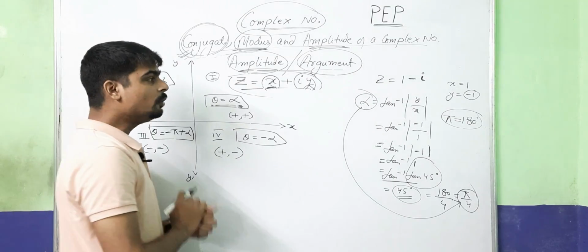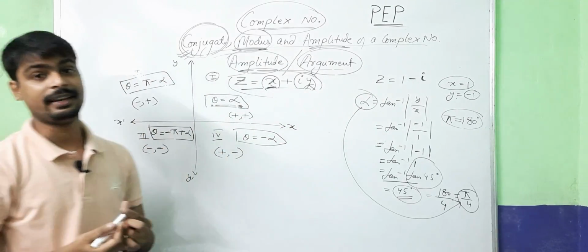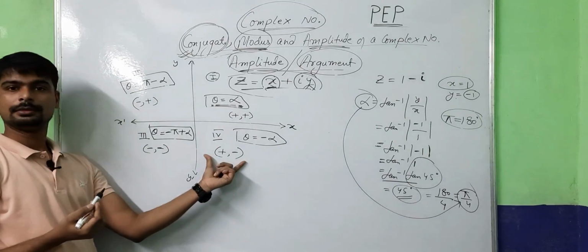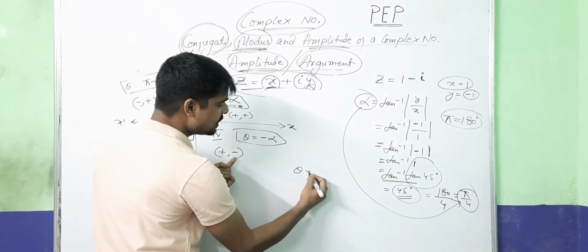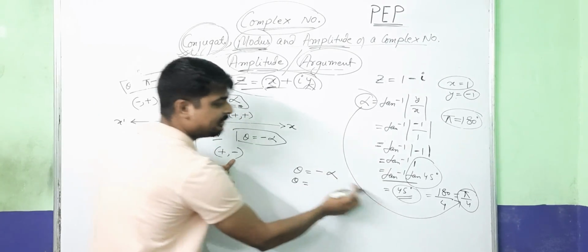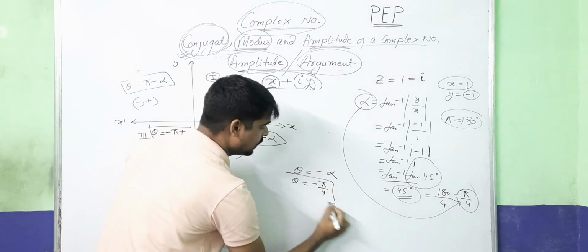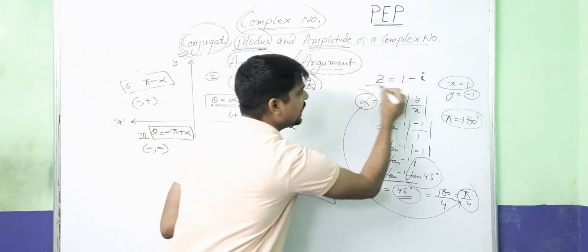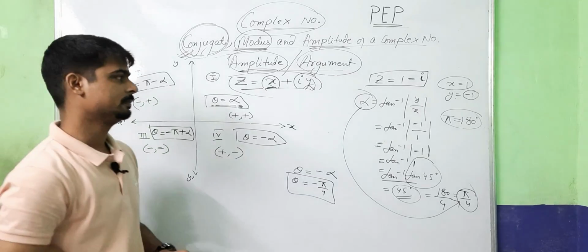Now we are going to see X is positive and Y is negative. Which means theta is equal to minus alpha. Hence, alpha's value is pi by 4, so the answer will be minus pi by 4. This is the amplitude or argument of the complex number Z is equal to 1 minus i.